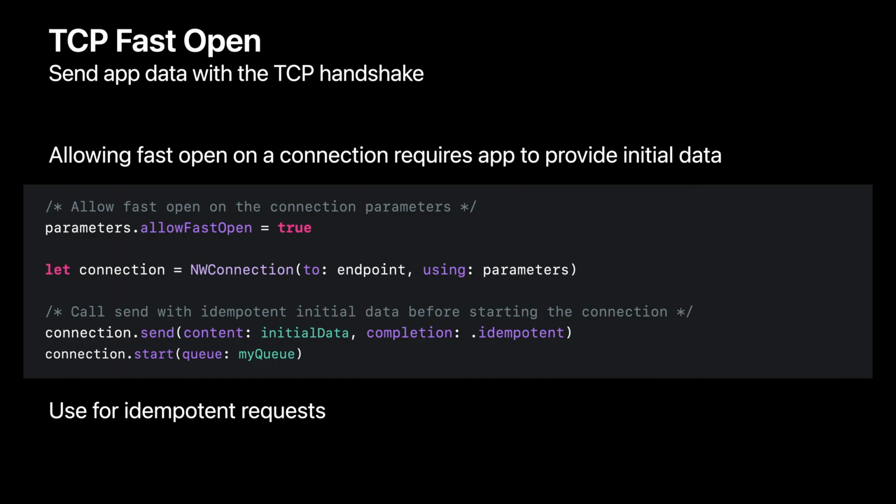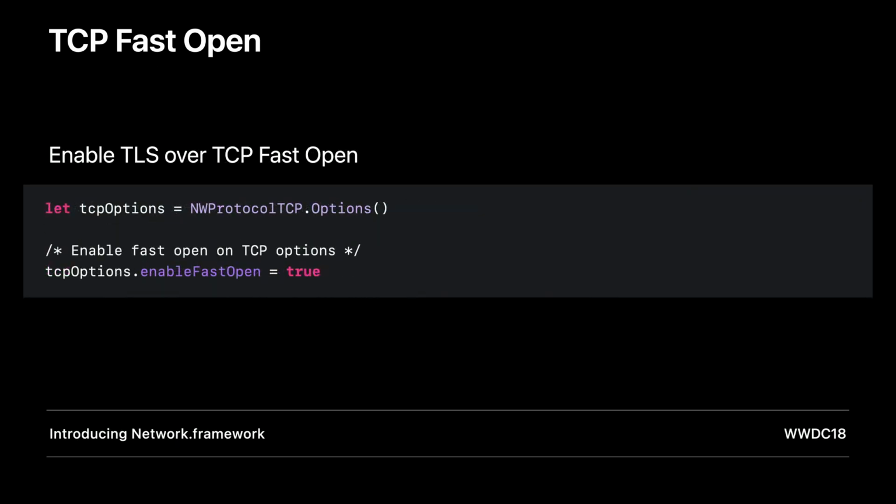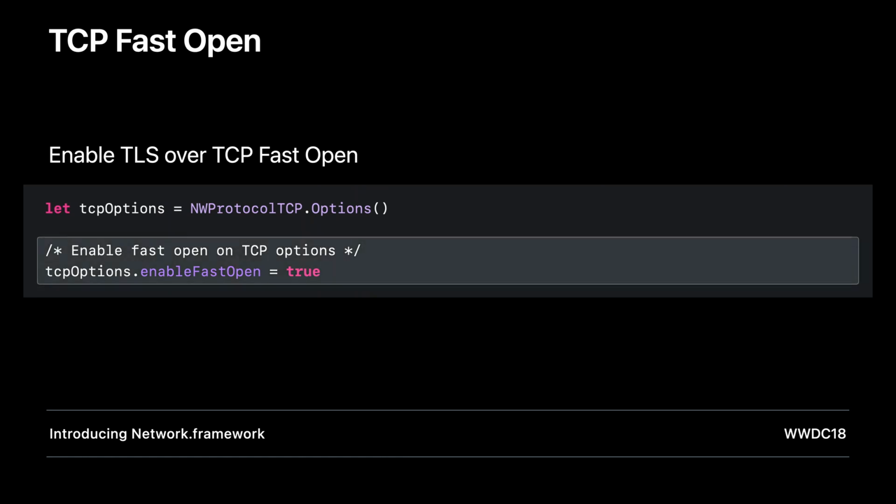When using TCP Fast Open, you have to be careful that you only send idempotent requests with the handshake. Idempotent basically means that the data is safe to be replayed over the network. There is another way to use TCP Fast Open that does not require your app to send its own initial data. If your app is using TLS over TCP, you can choose to send the TLS handshake message as the initial data. To enable this, go to your TCP-specific options and set Enable Fast Open to True.